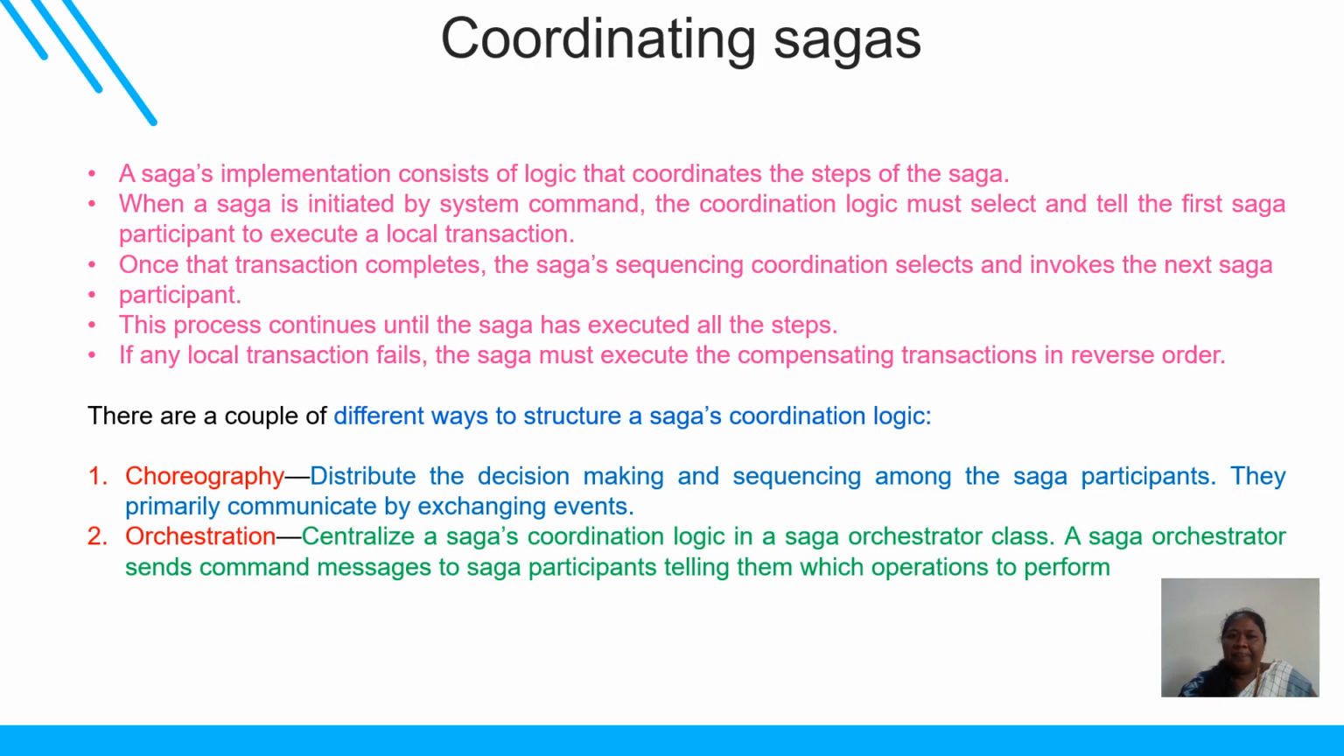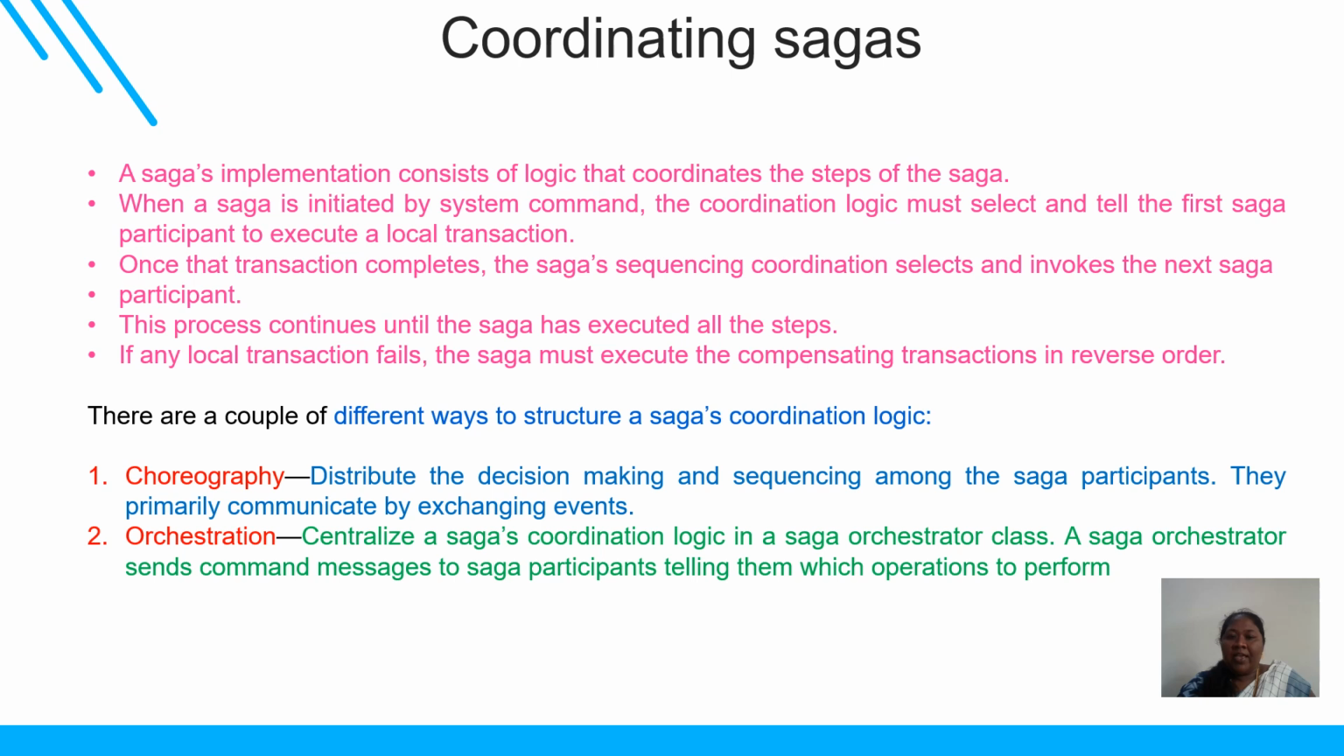Coordinating Saga implementations consist of logic that coordinates each and every step, right? When a Saga is initiated by the command, the coordination logic must select and tell the first Saga participant to execute a local transaction. Once the transaction is completed, the next task follows, so it goes in sequential order. That is given under the topic of coordinating sagas. If any local transaction fails, the saga must execute compensating transactions in reverse order. Because actually it would be stopped, right? It would be terminated, but instead you have to give the compensation transaction, like giving the option for them to choose other options or go back to the previous steps.